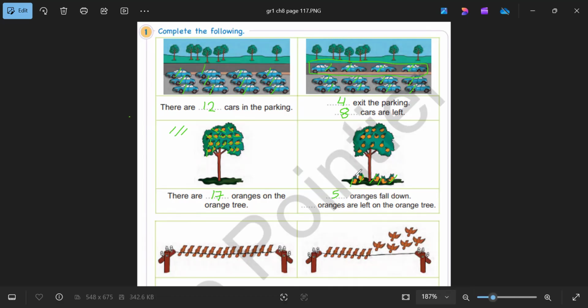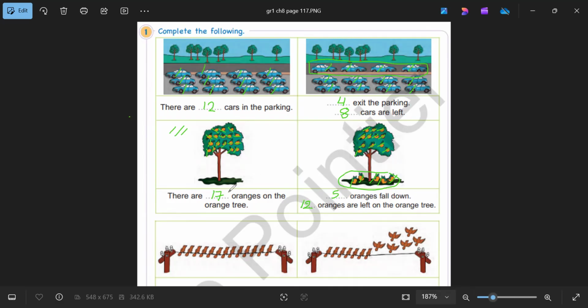How many oranges are left on the orange tree? Okay, so 5 oranges fall down on the ground. Here. How many oranges are still on the orange tree? Let's count them. 1, 2, 3, 4, 5, 6, 7, 8, 9, 10, 11, 12. Excellent. So we write 12 here.